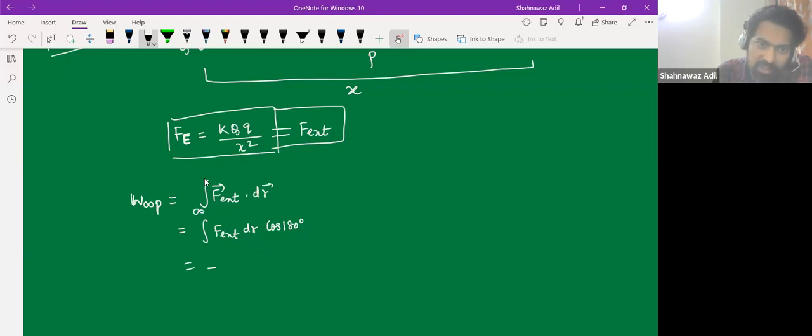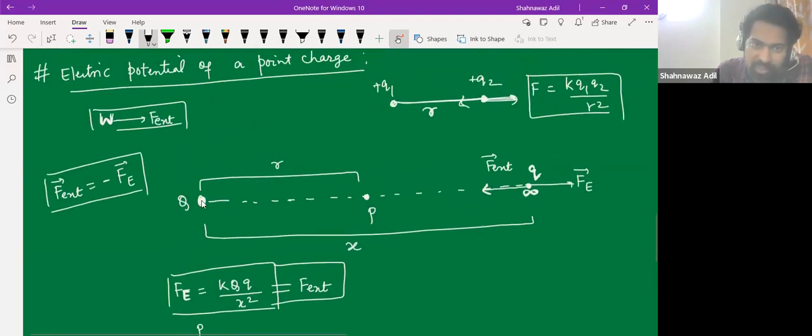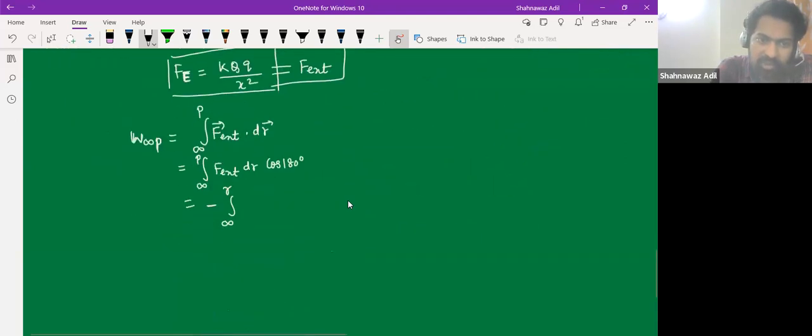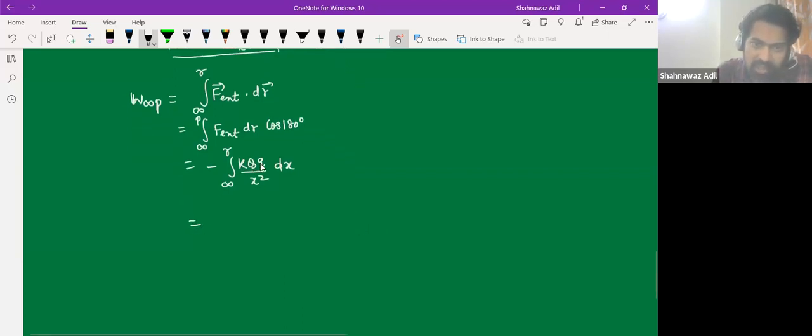And the limit is from infinity to point P, which is R distance away. Now we know what is dr. Dr is dx, and F external is k q q by x square. So we can take k q q outside, and this is the integral from infinity to r of 1 by x square dx.